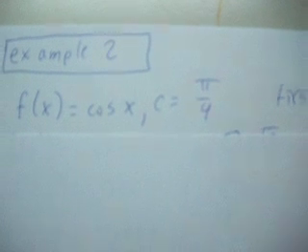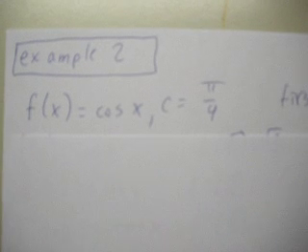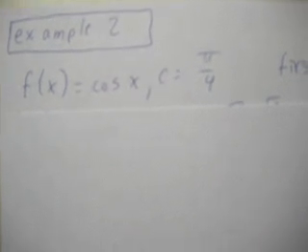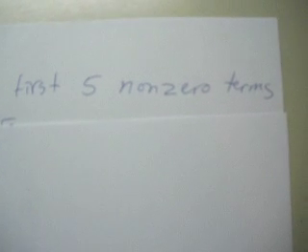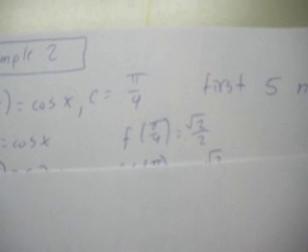Let's take another look at example 2. This is what's given to us this time. We have f of x equals cosine of x, so it's a trig one. c equals pi over 4, so that makes it a Taylor series because if it was c equals 0 it would be a Maclaurin. And we have to find the first 5 non-zero terms. So we start off the same way we did last time. We got our f of x and we plug in our f of c, getting root 2 over 2.